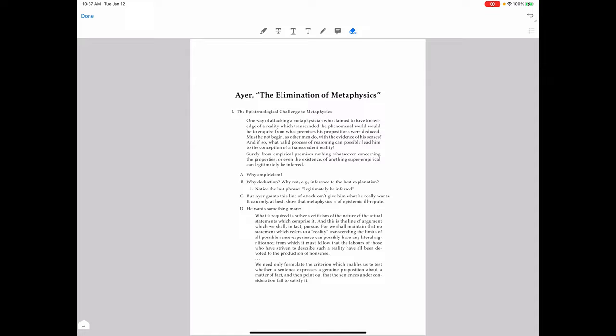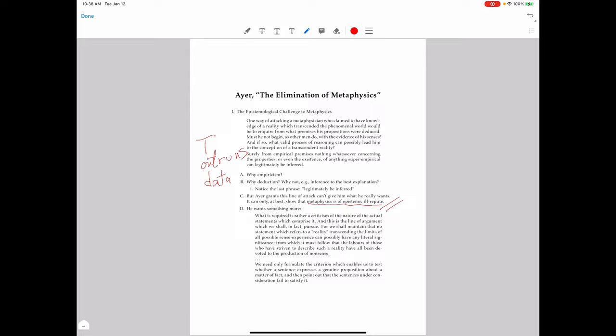In any case, Ayer grants that this line of attack isn't going to be compelling enough. He grants that at best it can only show that metaphysics is epistemically ungrounded. All right, now let's stop right there for a moment and notice that there's a worry that this challenge to metaphysics will also be a challenge to modern science. Because one of the things that's commonly recognized is that every theory outruns our data for it. Every theory outruns the data.